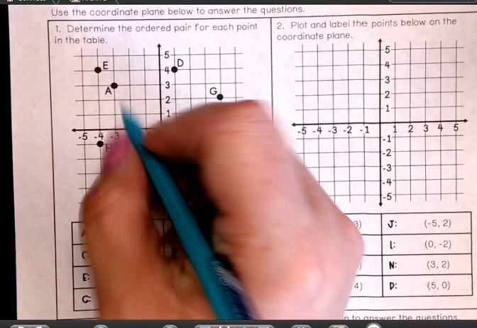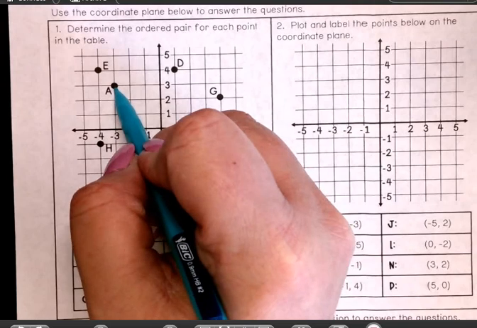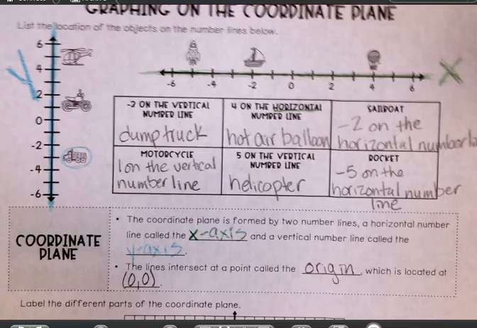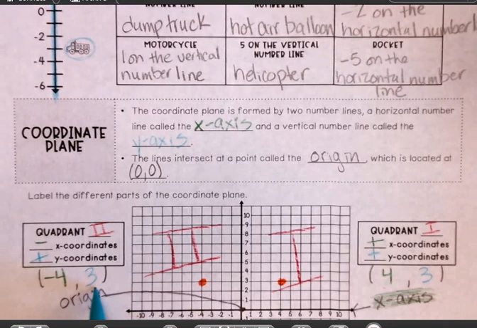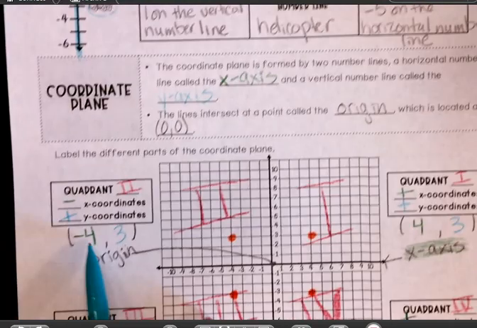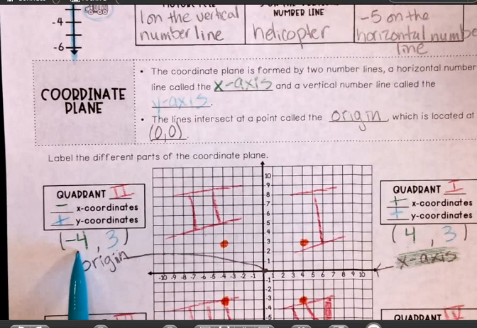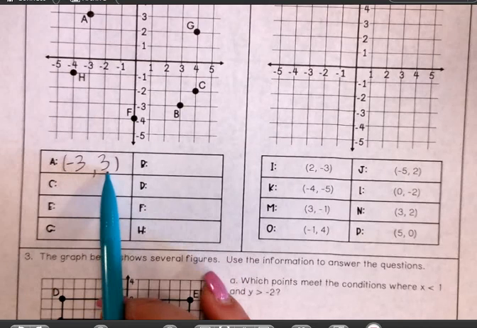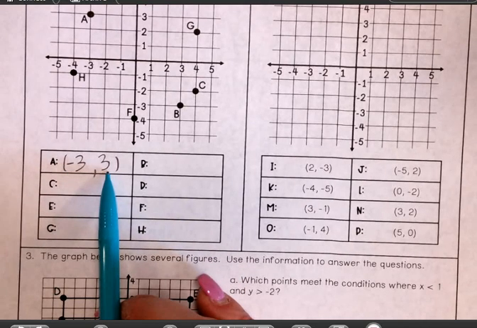Now, if A is in, what quadrant is this? Quadrant 2. I can go back over here and look at quadrant 2. So if a number is plotted in quadrant 2, the x-coordinate should be negative, and the y-coordinate should be positive. Do I have a negative and a positive? Yes, ma'am. So is it probably correct? Yes, ma'am.